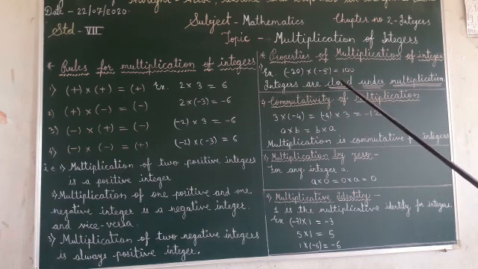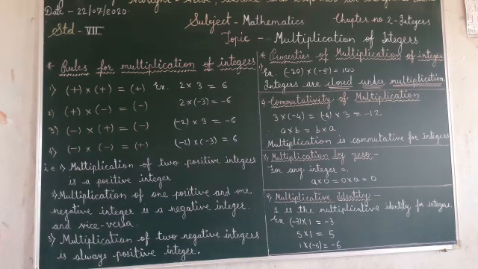So integers are closed under multiplication. It means that if you multiply two integers, you always get an integer as the product. So we write down: integers are closed under multiplication.